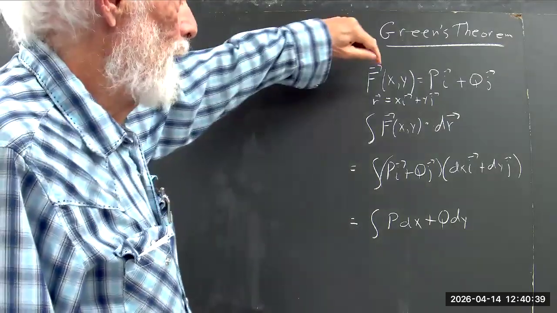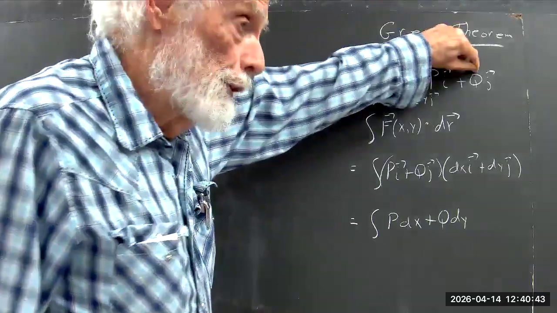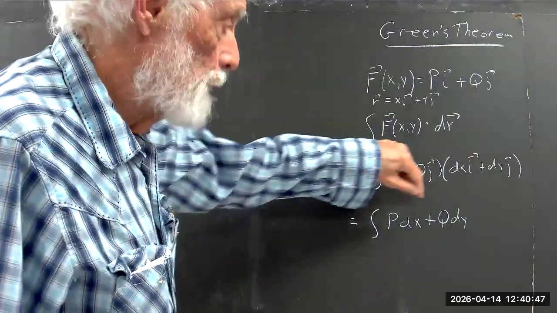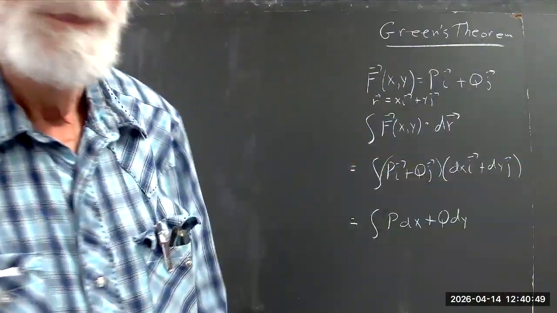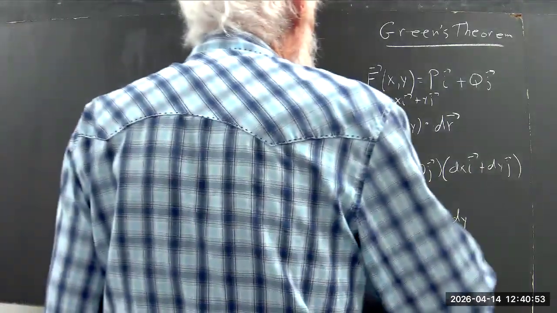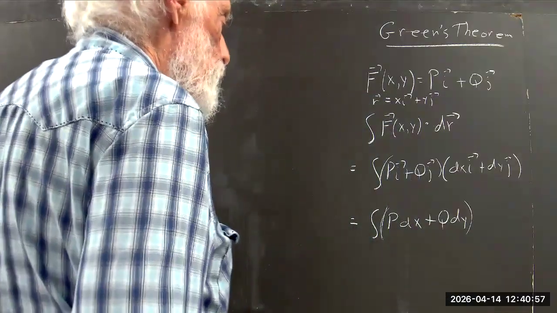And let me emphasize that f is a function of x, y, so P is a function of x, y, and Q is a function of x, y. I haven't written P of x, y, Q of x, y, because it clutters up the notation a little bit. But there it is.